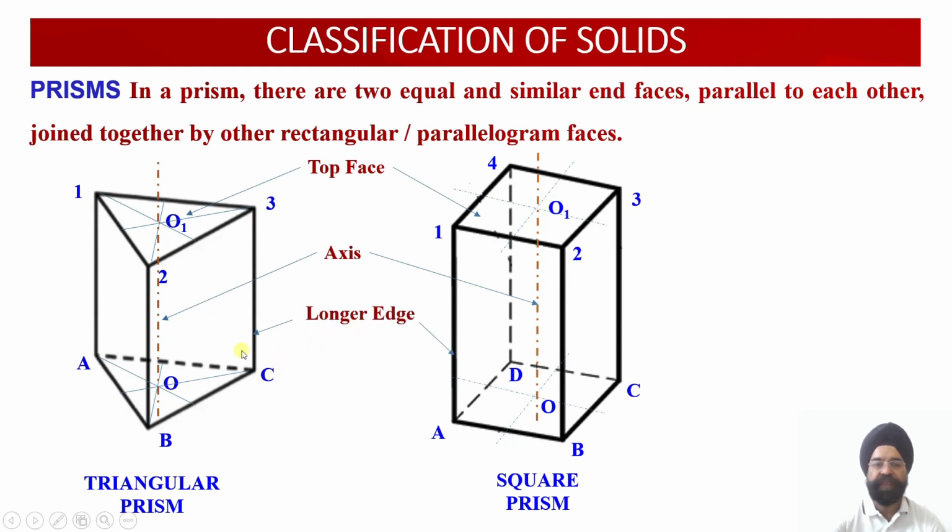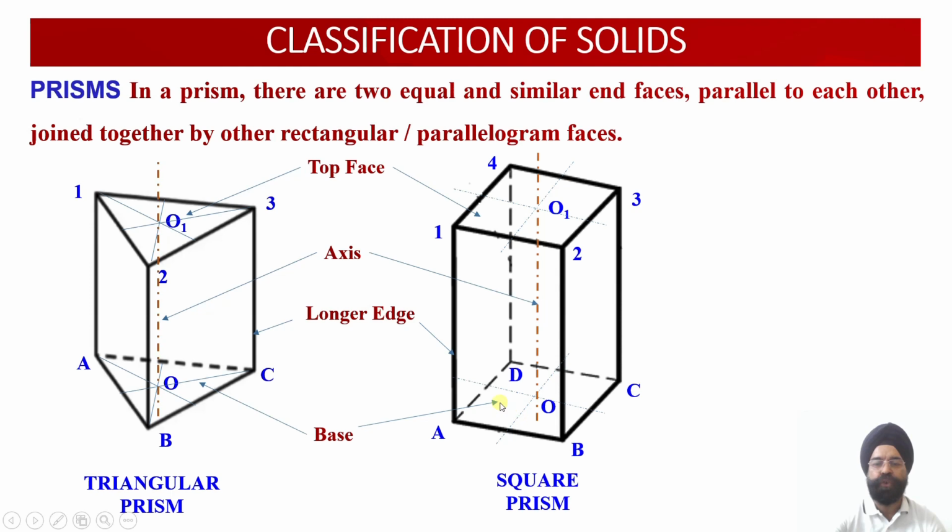This is the vertical edge, which is referred to as the longer edge because its dimension is higher than the base edge. So the base edge is usually shorter, and the height of the prism is usually the longer one. That is why we call it a longer edge or a vertical edge. Next one, here you have the base.